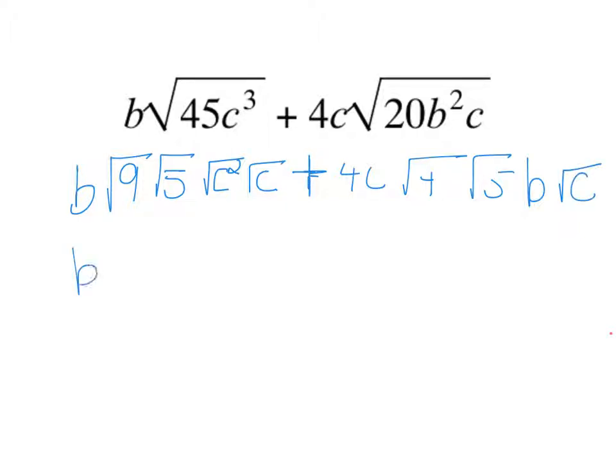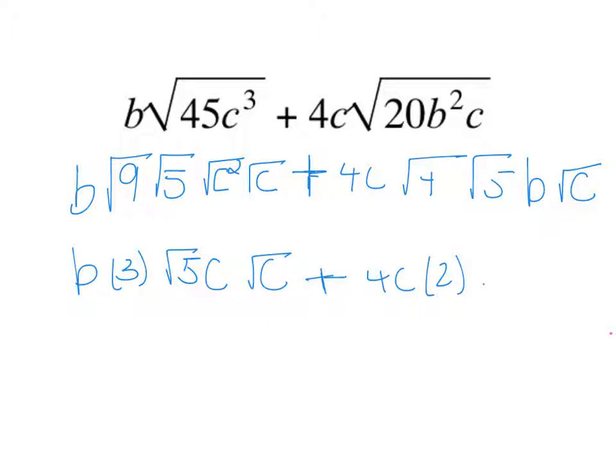I'm going to drop down this b, make the 9 a 3, radical 5. The c squared will become c, radical c, plus 4c. The radical 4 will become a 2, radical 5, b radical c. So now I'm going to clean up each part of the expression by multiplying and bringing everything that is not inside a radical to the front.